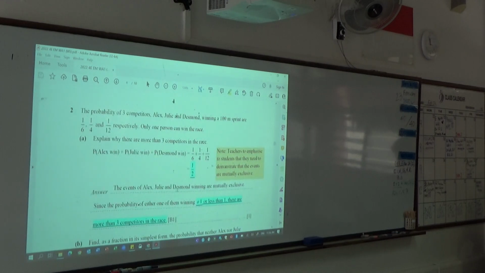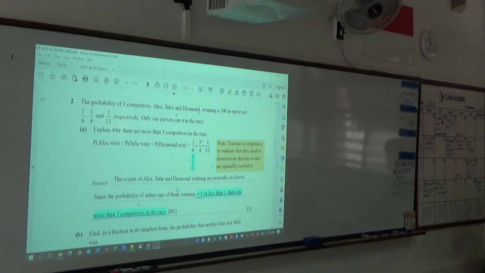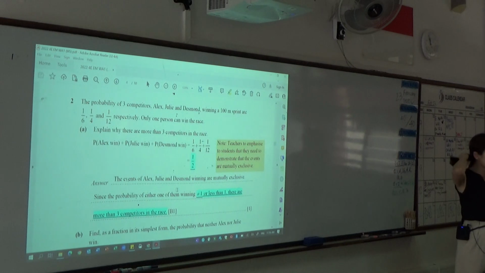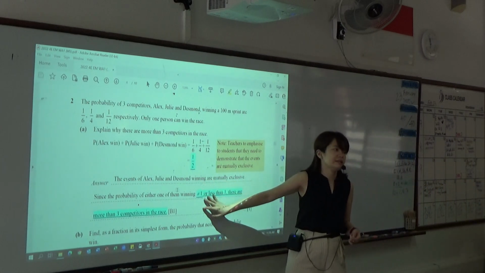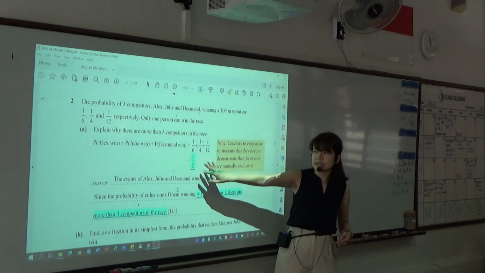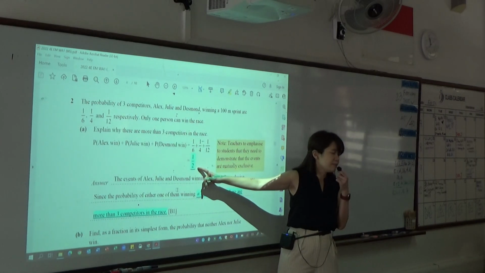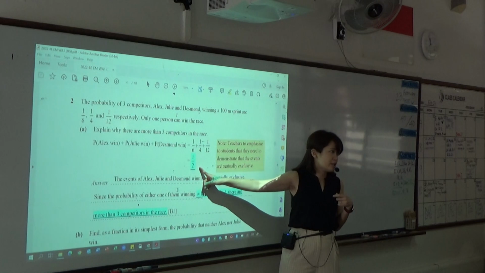Next, question 2. I did get some very good answers. It shows that you really took in the feedback from your homework, because this question itself is not unfamiliar, we have gone through it in class before. But what we were looking out for in this particular marking scheme is the calculation. You must show me the calculation.